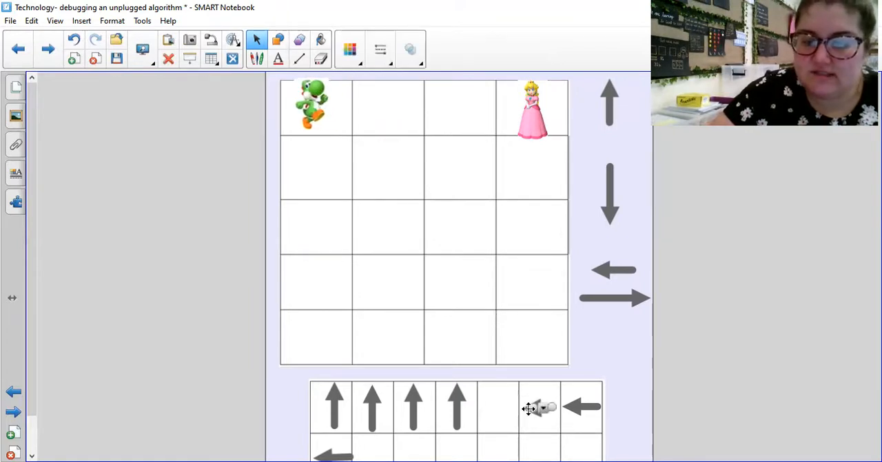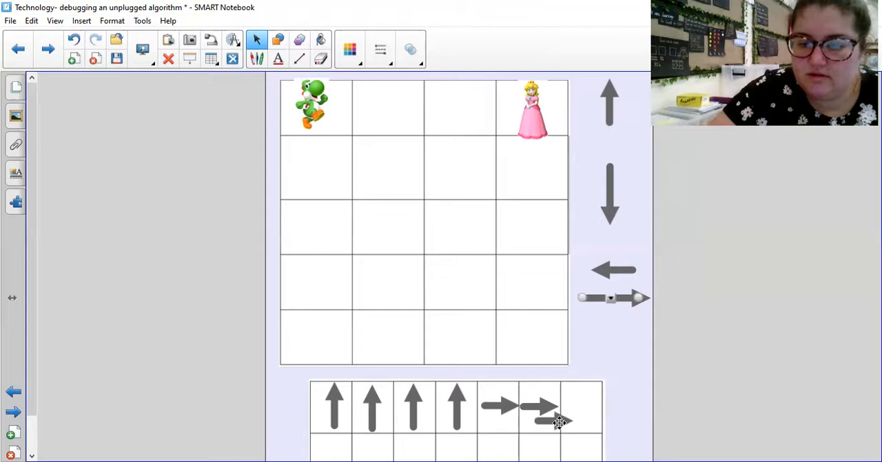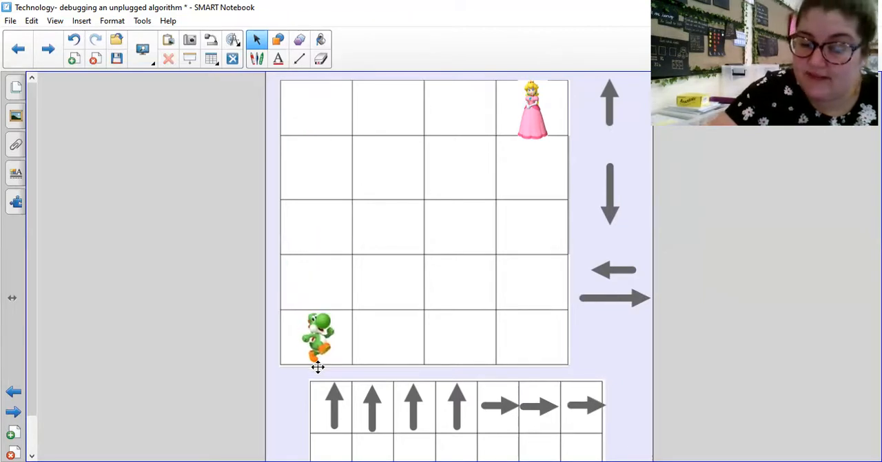Okay, so I'm going to spin these around. And if you were using a pencil and paper, you could just draw it again. So I'm going to move right. Don't need to move left anymore, so I'm going to get rid of those, and I'm going to move right 3 times. So we've got 1, 2, 3.